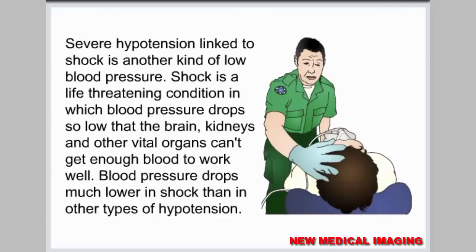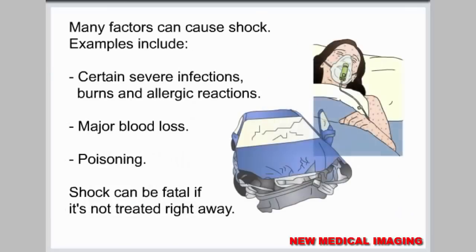Severe hypotension linked to shock is another kind of low blood pressure. Shock is a life-threatening condition in which blood pressure drops so low that the brain, kidneys, and other vital organs can't get enough blood to work well. Blood pressure drops much lower in shock than in other types of hypotension. Many factors can cause shock. Examples include certain severe infections, burns, allergic reactions, major blood loss, and poisoning. Shock can be fatal if it's not treated right away.